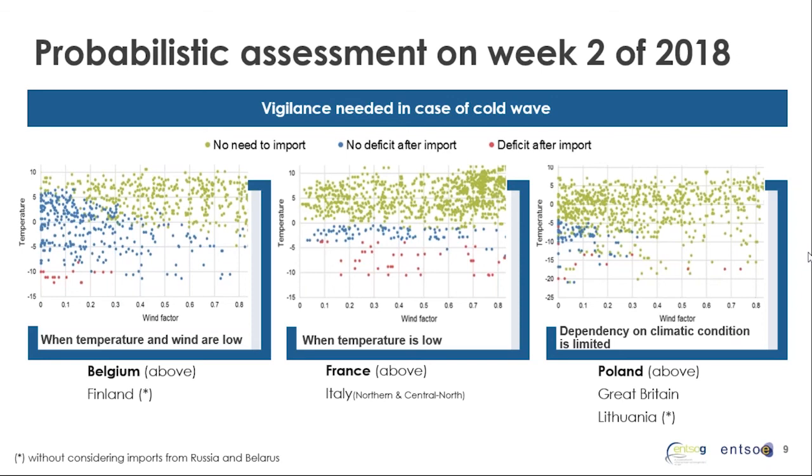There were two countries, Finland and Lithuania, with asterisks once again. We have assumed the same conservative way, assuming no import possible from Russia and from Belarus, so that we see some possible risk in that stress test.